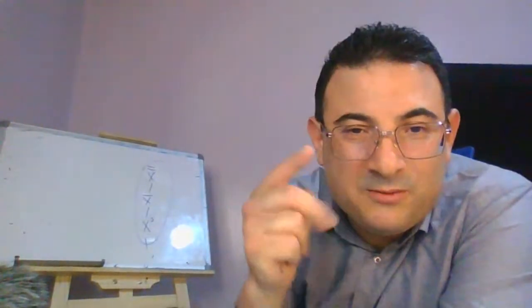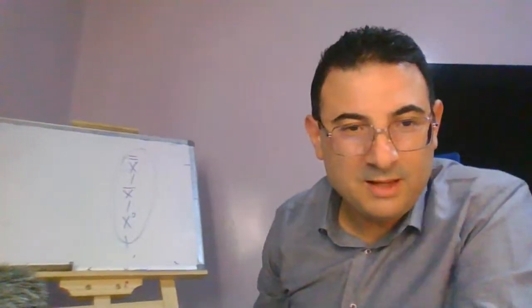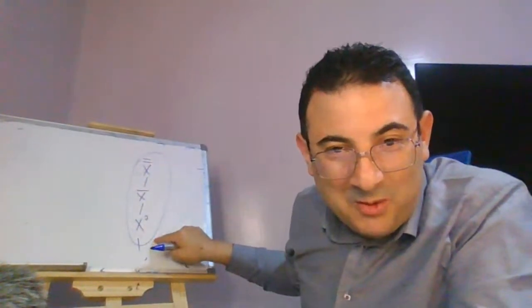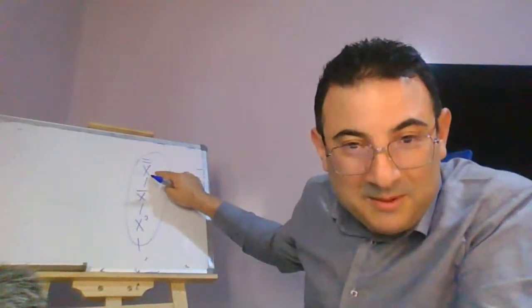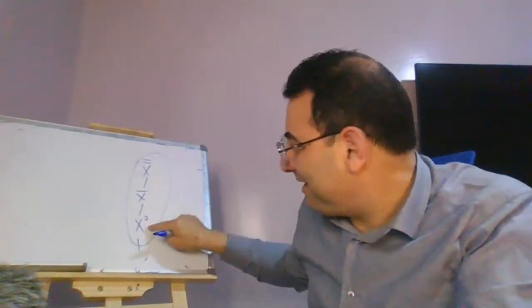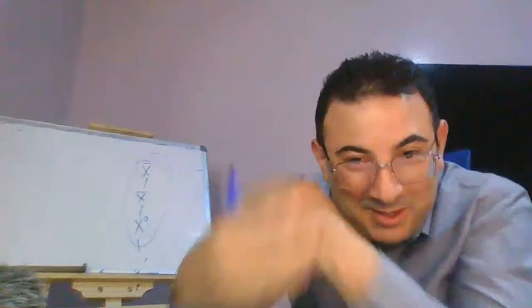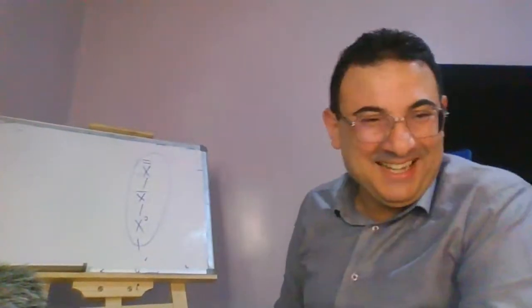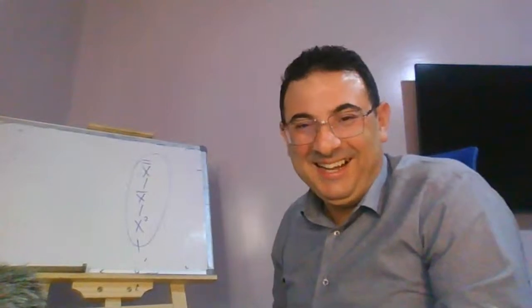X bar theory has three things: it has the double bar, the bar, and the zero. You understand or no? Double bar, zero. In Arabic, two bars, then the bar, and then the head will be zero. Okay, that's nice. This is very good, a very spontaneous way of explaining things.